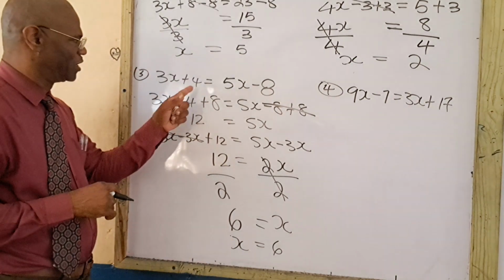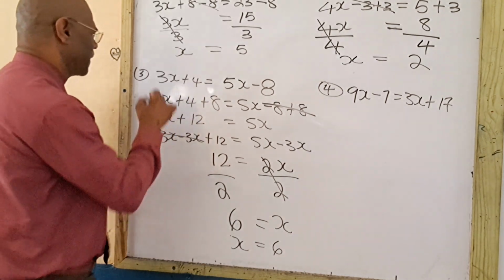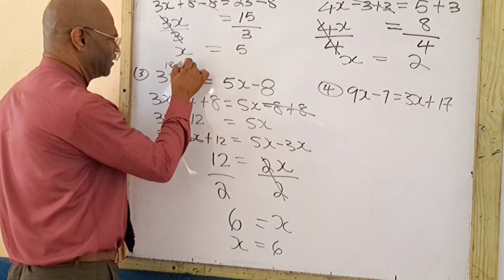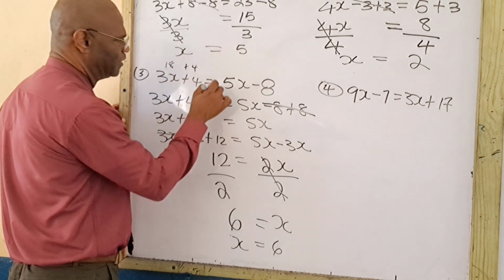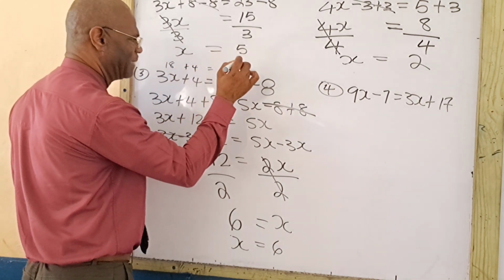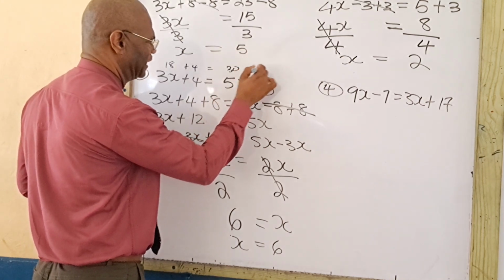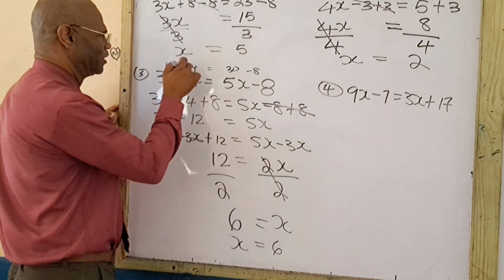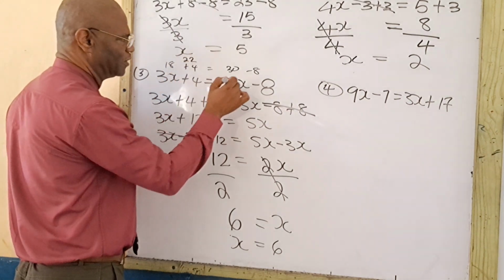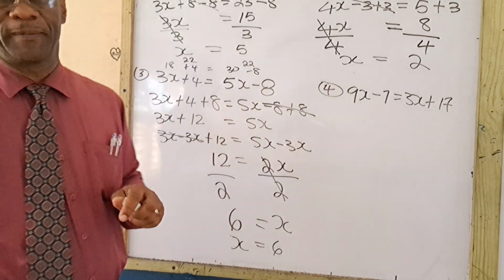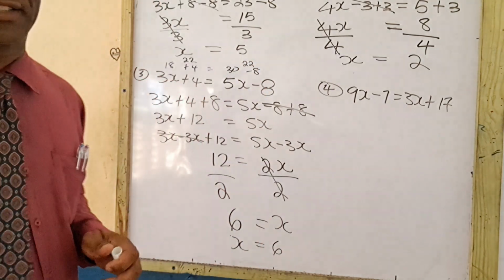substitute 6 into the equation to see if we are correct. So 3 times 6 is 18, plus 4, equals 5 times 6 is 30, minus 8. 18 plus 4 is 22 and 30 minus 8 is 22. So the equations are balanced.